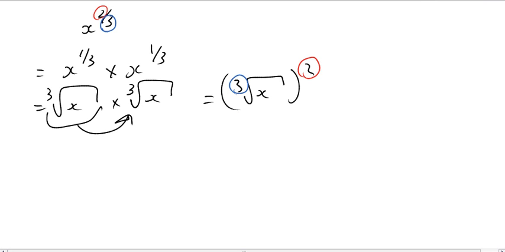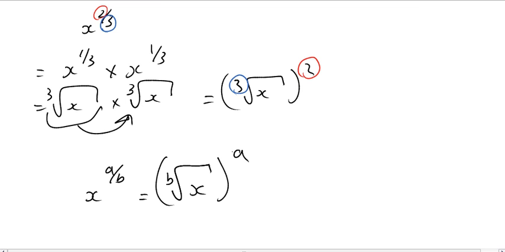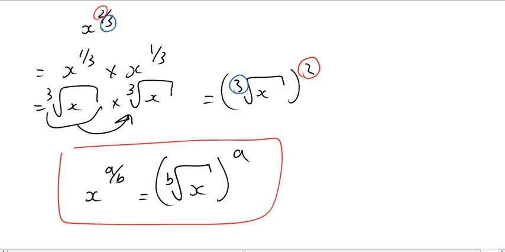So from this, I think we can tell that x to the power of a over b is equal to the bth root of x, all to the power of a. And it's as simple as that.